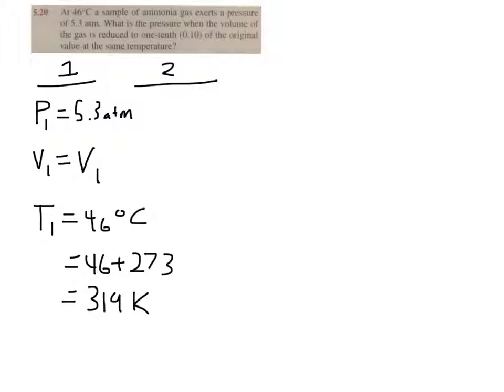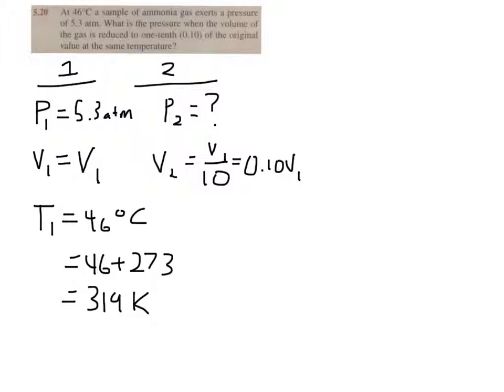So what's our pressure at 2? We look at the problem and the question is what is the pressure? So pressure is an unknown, so we'll put a question mark. Now it tells us that volume at stage 2 is 1/10 of the original value. So this is kind of the key of the problem. Volume is 1/10, meaning it's V1 over 10. So it's 1/10 times V1, or we can write this as 0.10 V1.